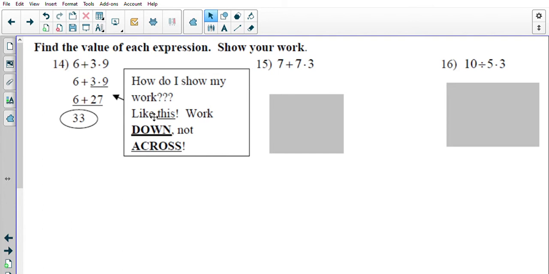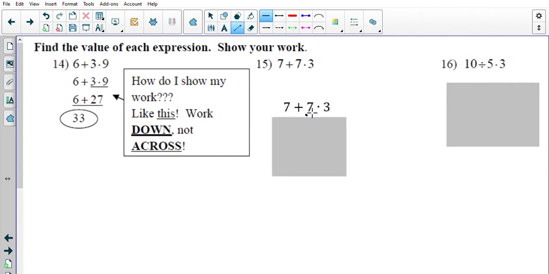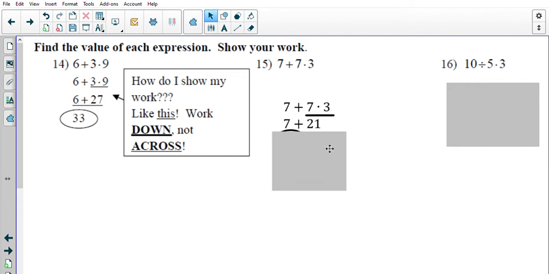All right, let's try number 15. You may even want to try this one on your own. So I do suggest starting with multiplication because we don't have any grouping symbols. We don't have any exponents. So we'll start with 7 times 3, which is 21. Do 7 plus 21, which of course is 28.